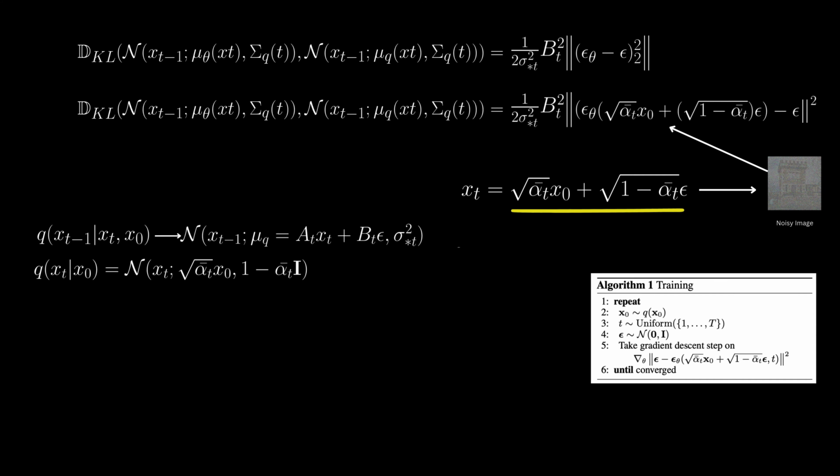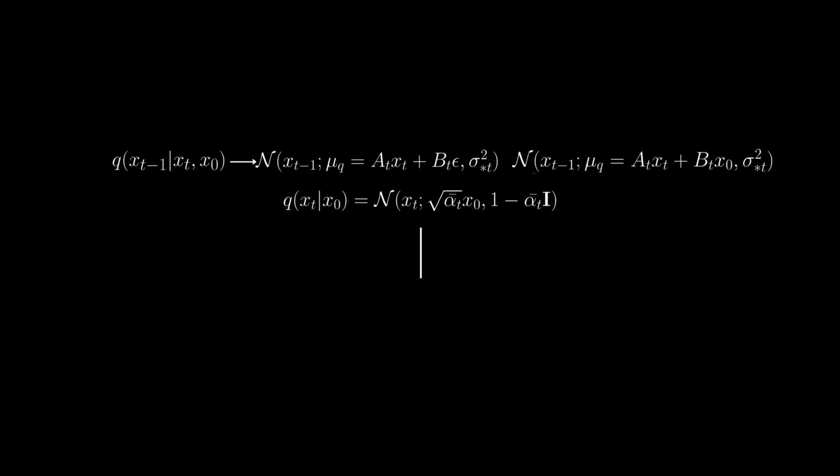By the way, the same holds true if you define mean as a linear combination of xt and x0, because after all, you can get noise using xt and x0 from this equation. So the end objective remains similar, whether it's the linear combination of xt and x0 or xt and noise. With this background knowledge, let's see the change of noisifying process from DDPM to DDIM.